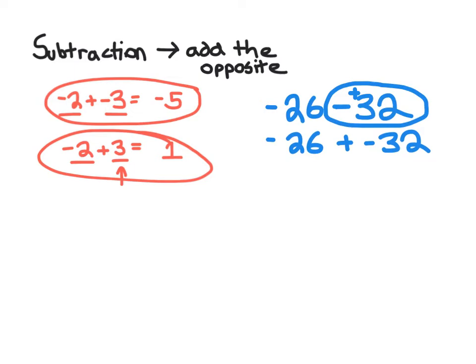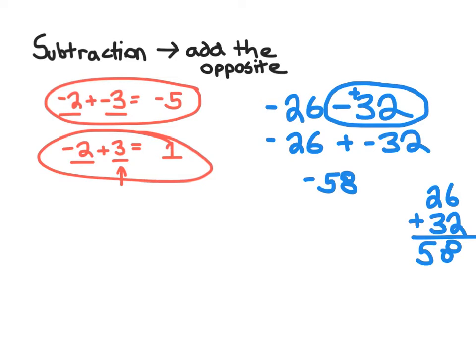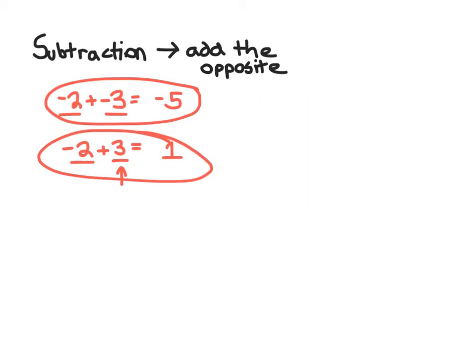so I'm going to add a negative 32. So I'm changing my subtraction to addition, and the opposite, changing my positive 32 to a negative 32. Now I have an addition problem. 26 plus 32 is 58. I'm adding two numbers with the same sign, so I'm going to keep the sign that both my numbers share, which is a negative. So my answer is negative 58. Let's try another one.